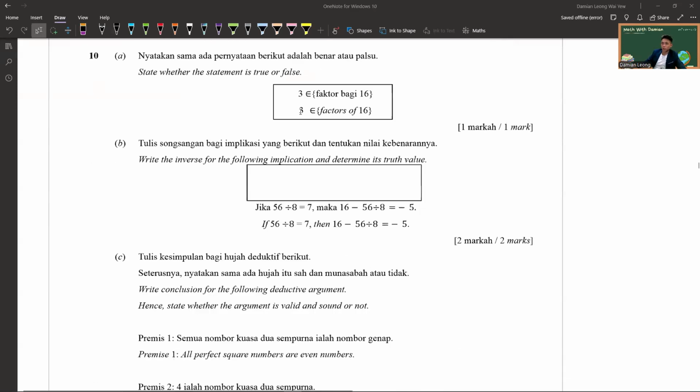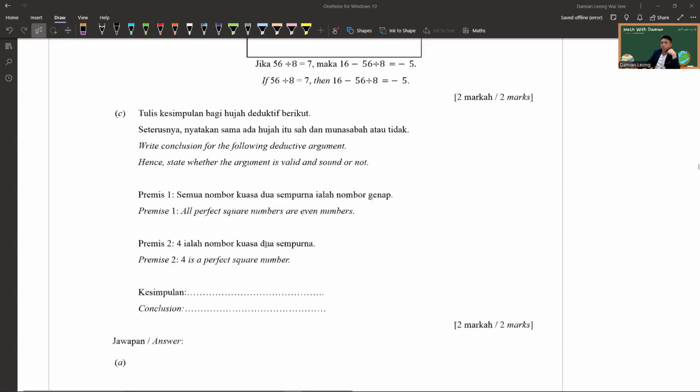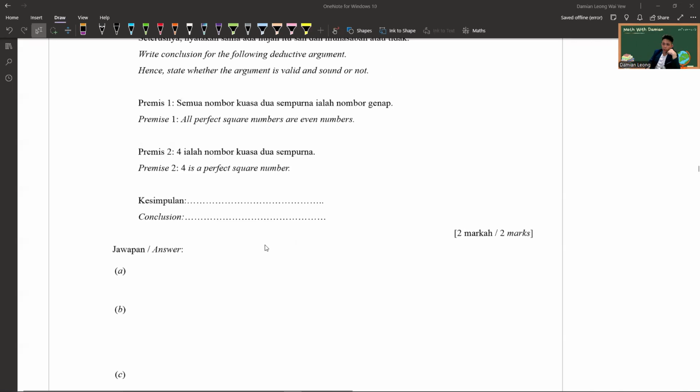Then, question 10. State whether the statement is true or false. So this one, 3 is an element of this set whereby the set is factors of 16. So 3 is not a factor of 16. So means the first statement is false. Okay, straight away just write the answer.